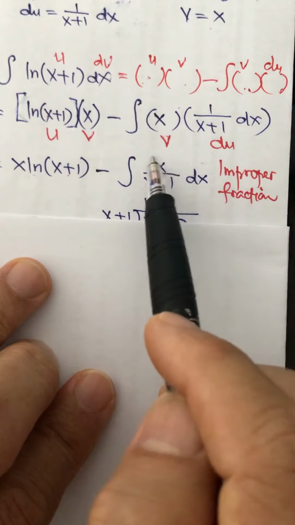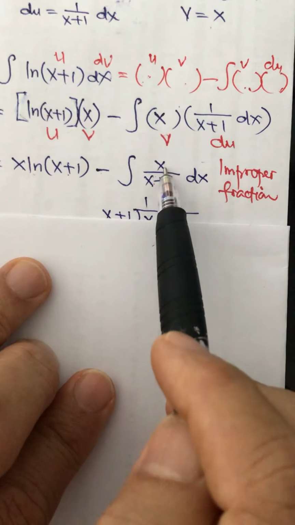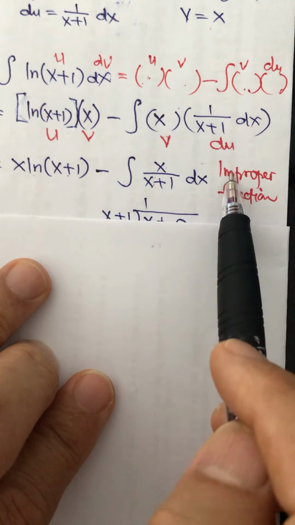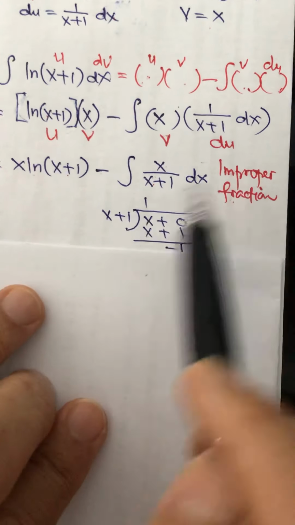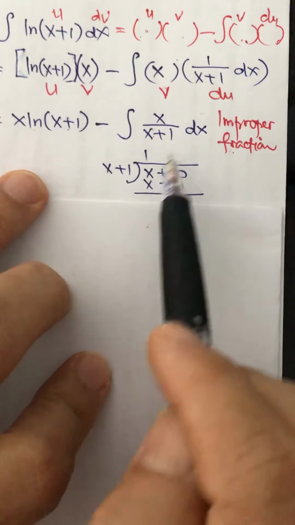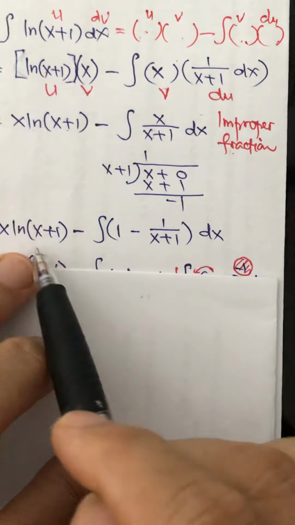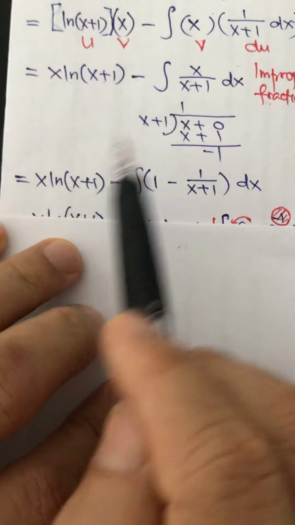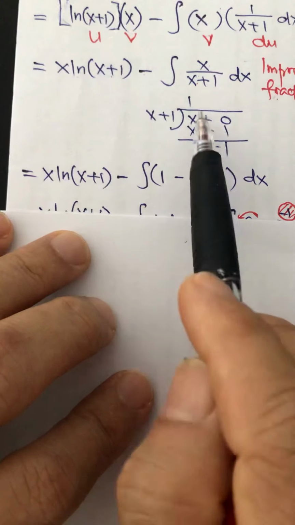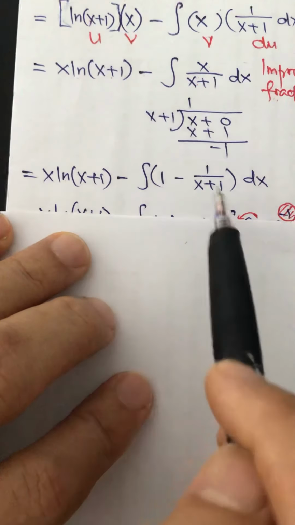So when you get this one, you want to integrate this. Remember, this is a fraction and this is improper. I told you already, every time it is improper you must change it to proper. How to change it? Using long division, x over x plus 1. You divide, and afterward you will get this. You just copy back everything, then you get 1 minus 1 over (x plus 1).